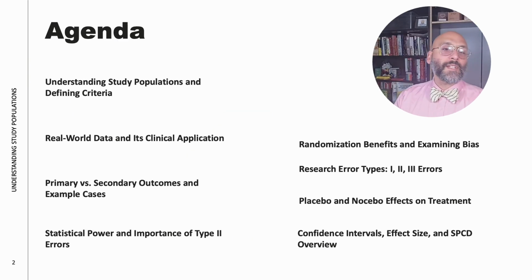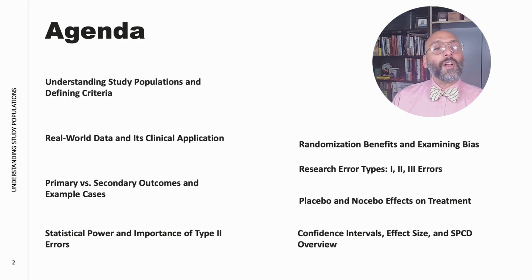Now here's the roadmap for today. We're going to start by looking at study populations and defining criteria, because every conclusion in a paper rests on who was allowed into the study and who was specifically kept out. Then we're going to contrast trial data with real-world data, and focus on why efficacy does not nicely translate into clinical practice, that is, effectiveness. And then we're going to examine primary versus secondary outcomes, since many psychopharmacology claims are built on findings that the study was never designed to prove. People tend to overgeneralize and utilize those secondary findings.